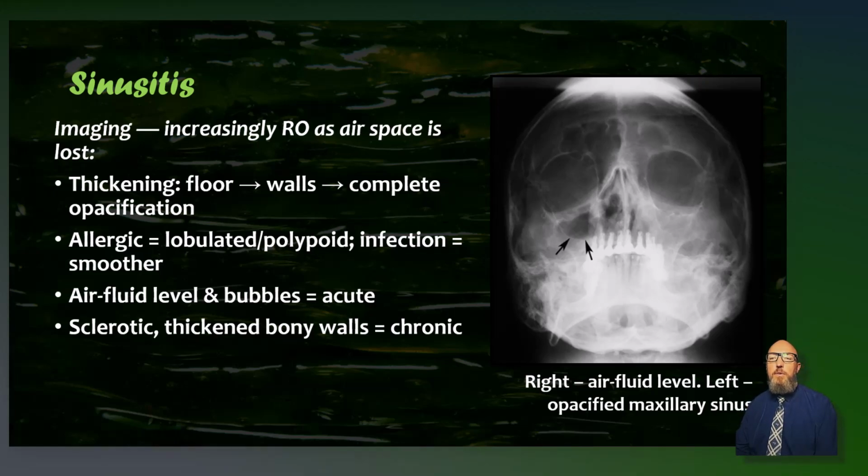Thickening progresses from the floor to the walls to complete opacification. An allergic process tends to be lobulated or polypoid, whereas an infection process tends to be smoother. So here are the two rules you really must distinguish.